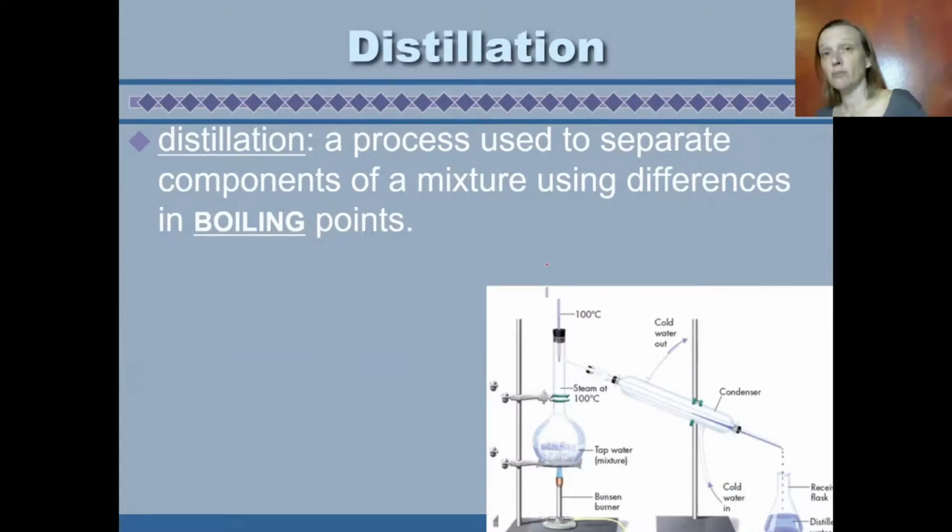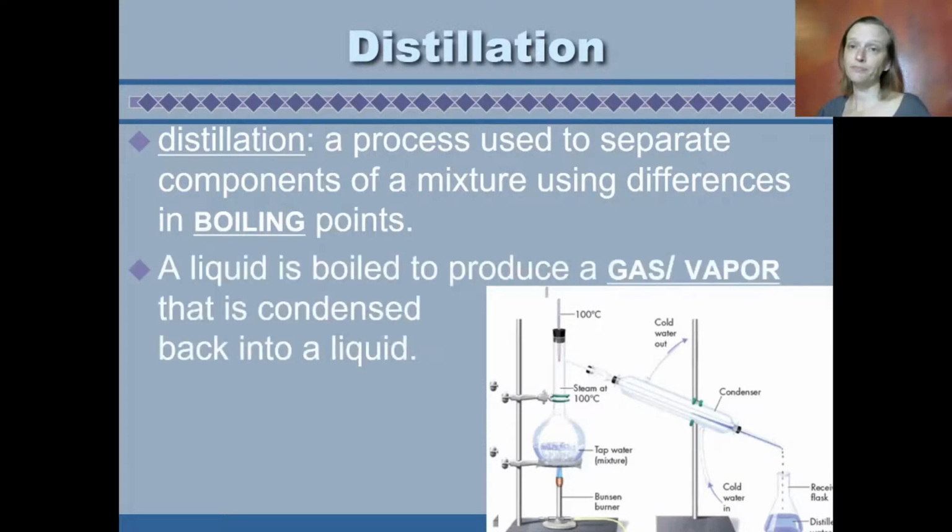Distillation is another process that can be used to separate a mixture, and distillation is used to separate components of a mixture based off of differences in boiling points. Distillation is used when you have a homogeneous mixture, when you have a solution. And distillation works because you can boil a liquid to produce the gas form of the liquid, or a vapor form, and then you can condense it back into a liquid separate from any other components that have a different boiling point.